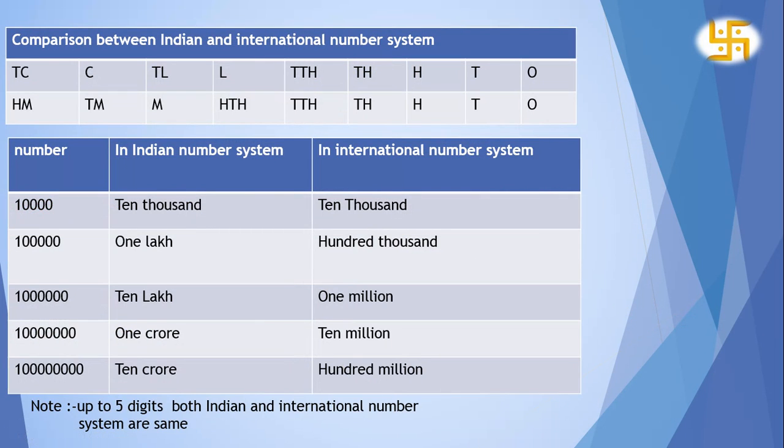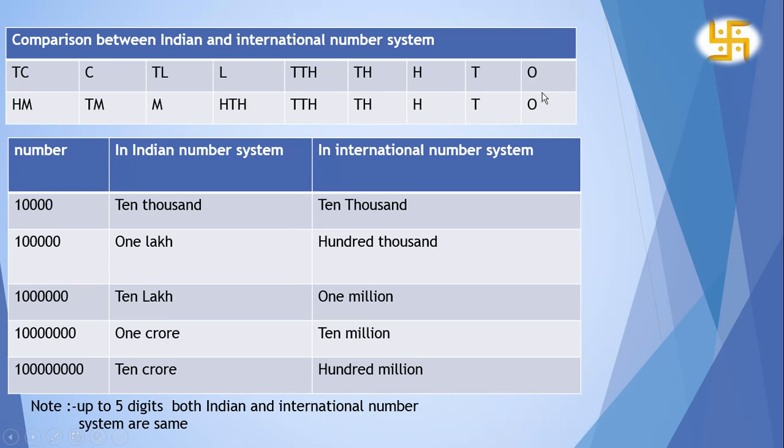Now what is the similarity and difference between the Indian and international number systems? Look at this table. This line is for the Indian number system and this is for the international number system. First one is ones in both. Second one is 10 in both. Third one is 100 in both. Fourth one is 1000 in both systems. And fifth one is 10,000 in both systems.